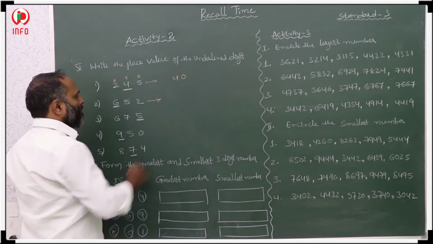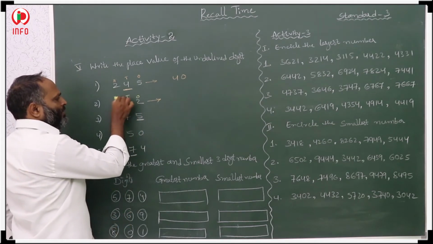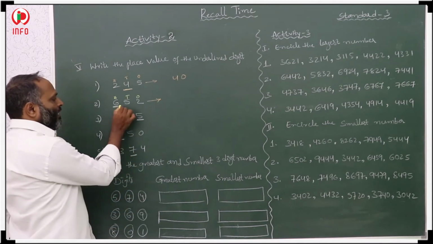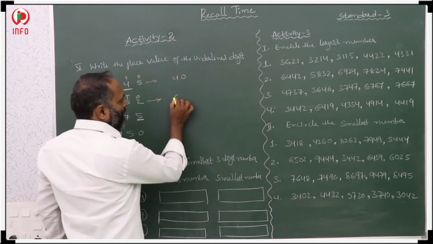Now here, this is ones place, this is tens place, this is hundreds place. In this underlined number, 6 is underlined, that is in hundreds place, so it is 600.